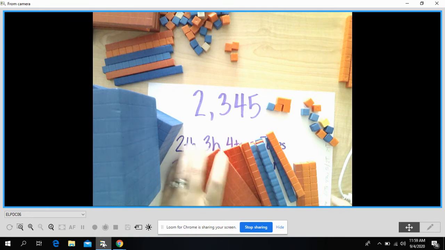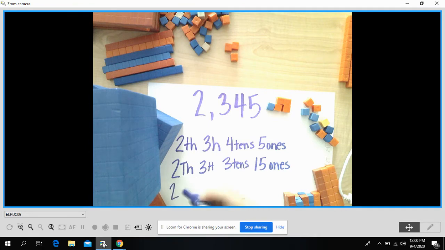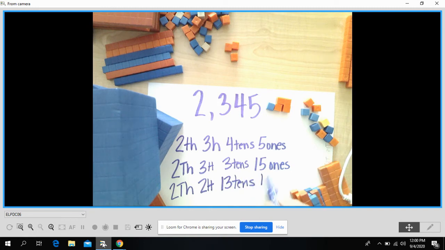Let's write how we just made it. Believe it or not, we did 2,000s, 200s. Anybody remember how many tens? 13 tens and 15 ones.